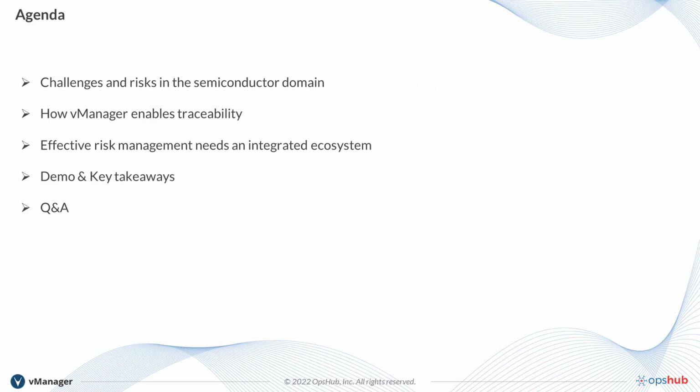So the agenda for today is to review with you the challenges and the risks that you have in the semiconductor domain, how vManager can help with that by enabling traceability, and how the overall integrated ecosystem can help you to reduce your risk and do effective risk management. And then we'll also show you a short demo of how all the tools work together. We'll open for Q&A, and we'll have a summary slide.